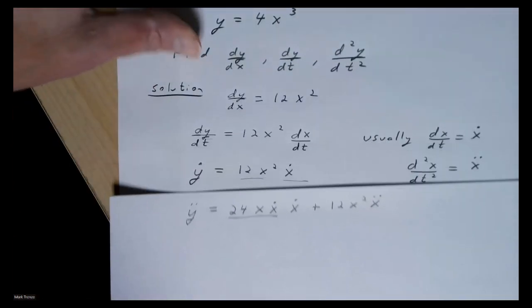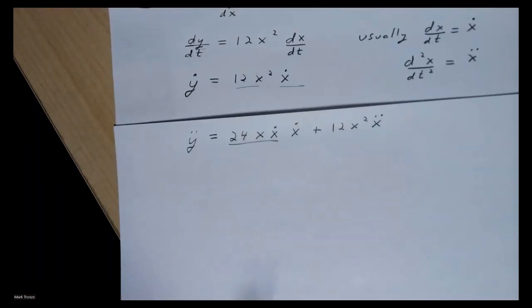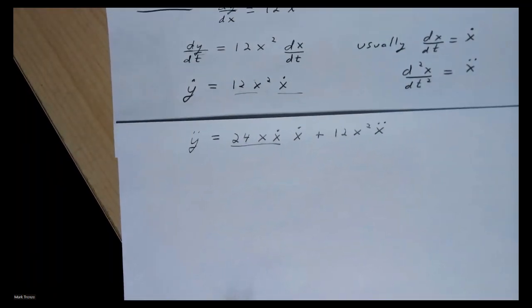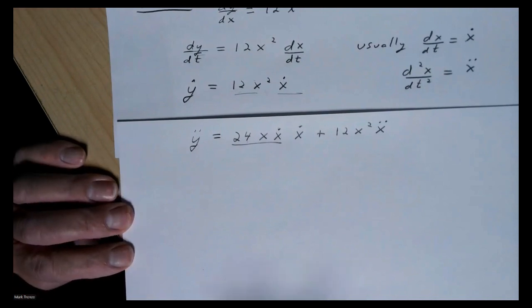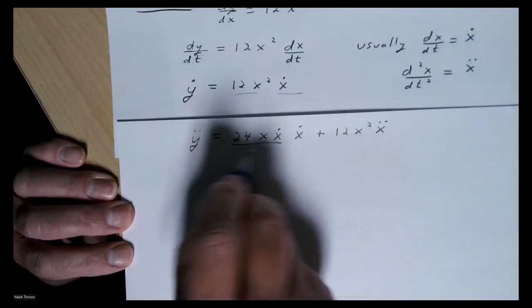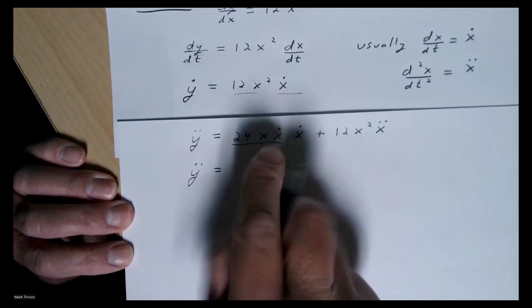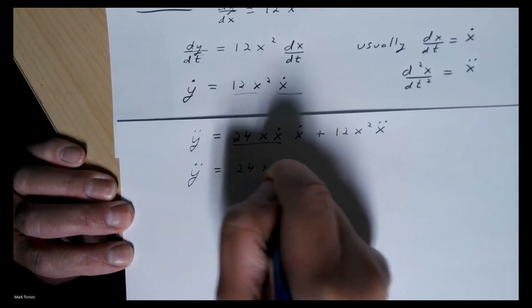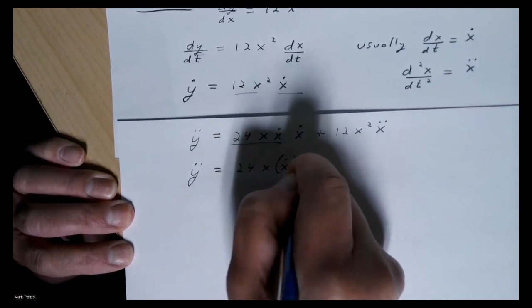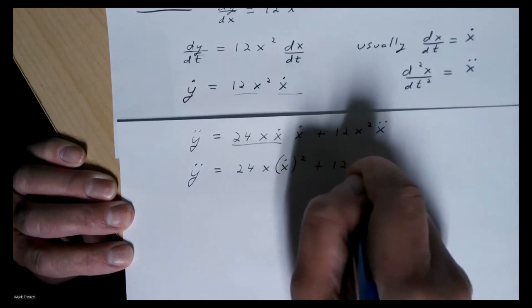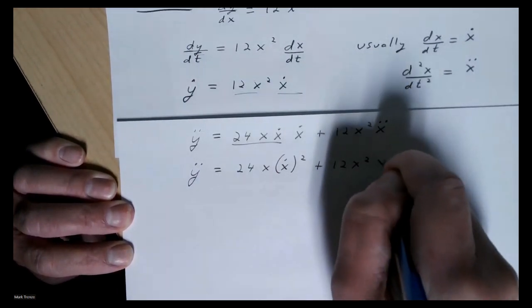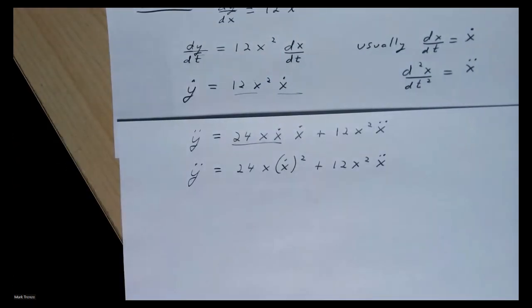So we have that. So be sure, again, look at the video on implicit differentiation if you don't remember a lot of this stuff. Again, you could go one more step here and just call this 24x x dot squared plus 12x squared x double dot. So we'll take a look at some problems.